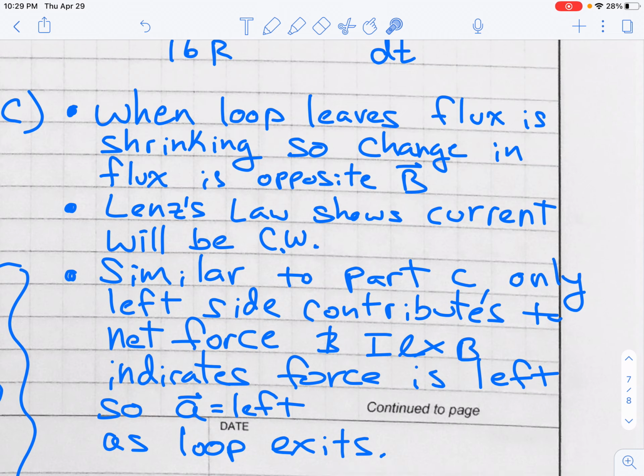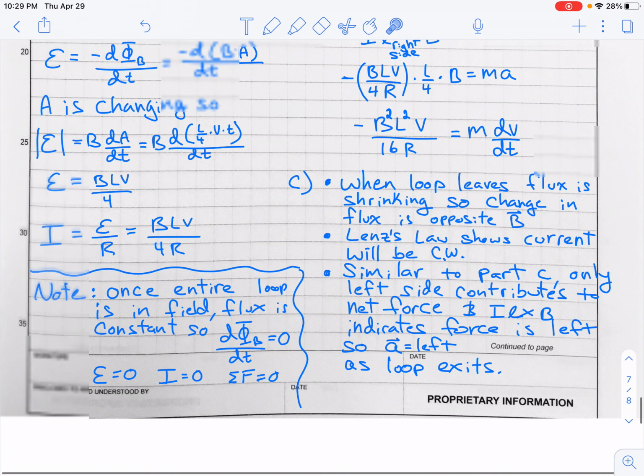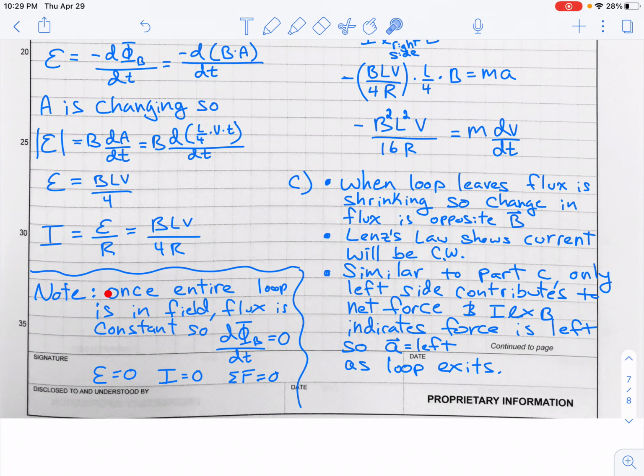This is similar to part C for the net force, but only the left side contributes instead of the right, because that's the side that's inside the magnetic field. If you evaluate IL cross B for the left segment, you get the net force being left, and so the acceleration is also left as the loop exits. And I just made one other note down here that once the entire loop is in the field, flux is constant. So the time rate of change of flux is 0, and there'd be no voltage, no current, no net force, only when it's entering and exiting.